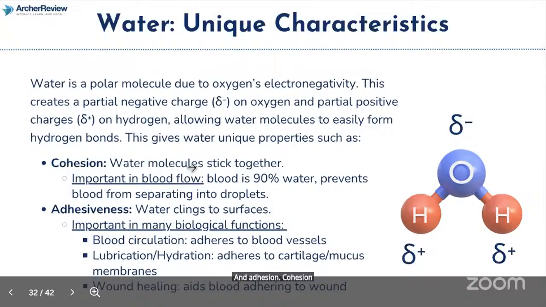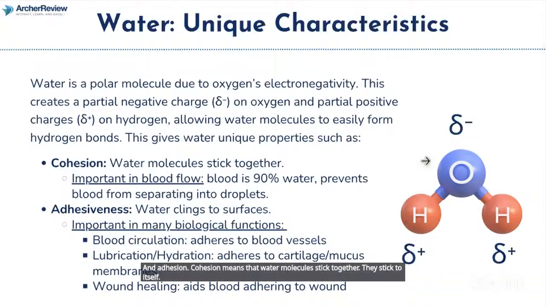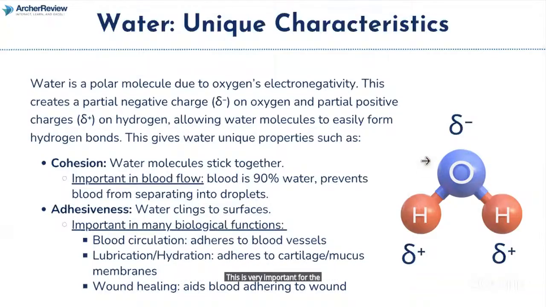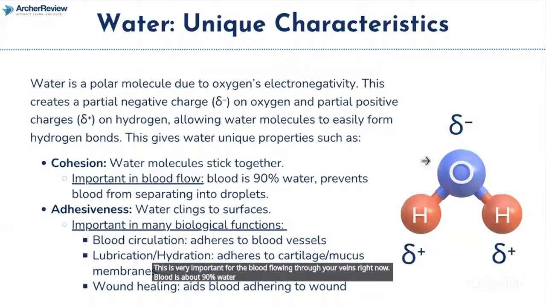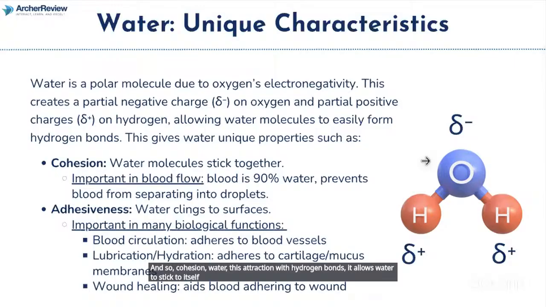Cohesion means that water molecules stick together. They stick to themselves. This is very important for the blood flowing through your veins right now. Blood is about 90% water. And if it didn't have this ability to stick to itself, blood would just separate into tiny droplets. So cohesion, this attraction with hydrogen bonds, allows water to stick to itself and for blood to flow through your veins and arteries right now.